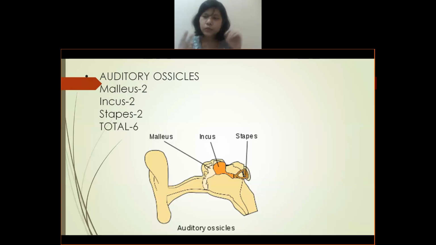Next is your incus. INCUS, incus. So incus bone also same. One bone of incus in this ear, means right side, and one bone in this ear, left side. So two. Total number of incus bones, you have two. Understand?